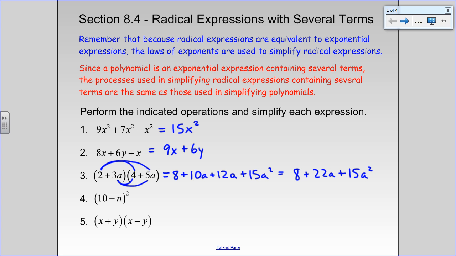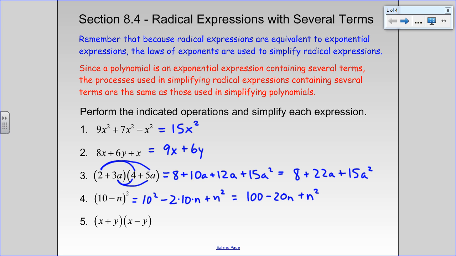In problem 4, we are squaring a binomial, so we can apply the pattern, the quantity a minus b squared is equal to a squared minus 2ab plus b squared. In this case, our a is 10 and our b is n. So we have 10 squared minus 2 times 10 times n plus n squared, leading to the final answer 100 minus 20n plus n squared.